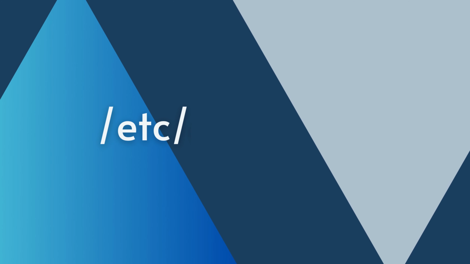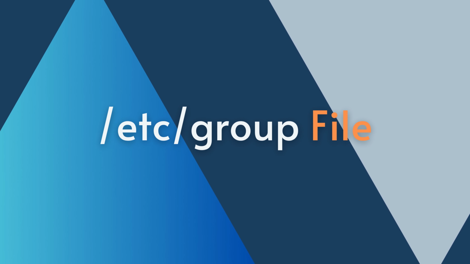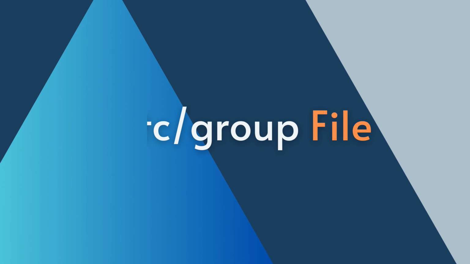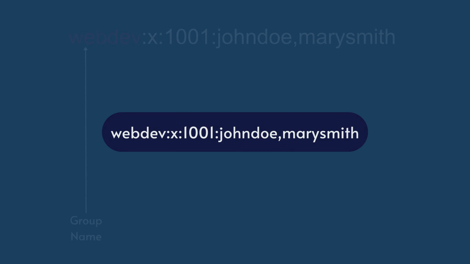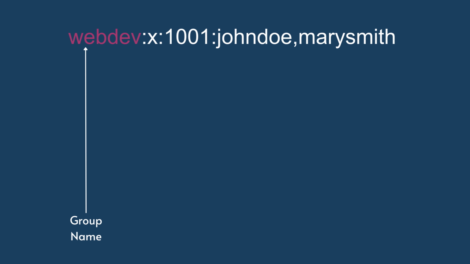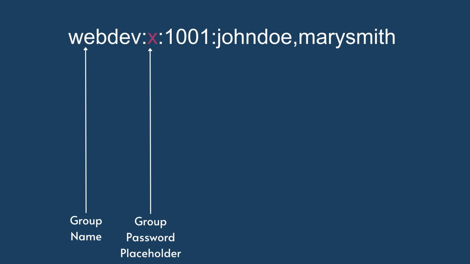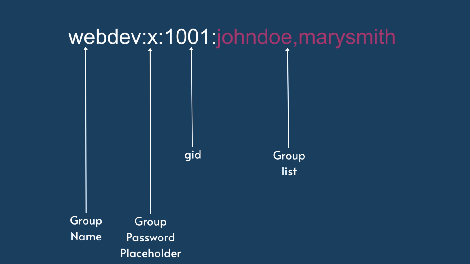The third file in this category is /etc/group. This file lists all groups on the system and their members. So here in this sample entry you can find that the first field is the group name. After that is a group password placeholder, like in the passwd file. Then there is a group ID, which is a unique number identifying the group, and after that the group list. The fourth one is /etc/gshadow.